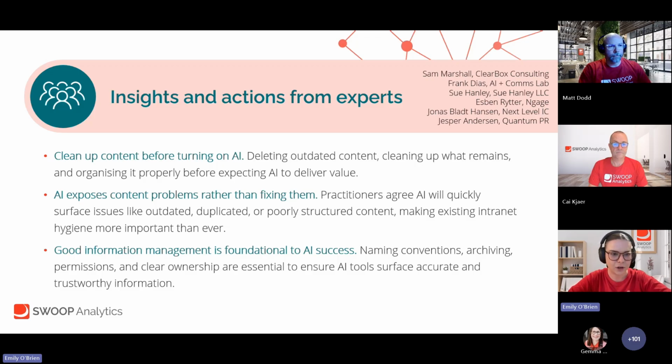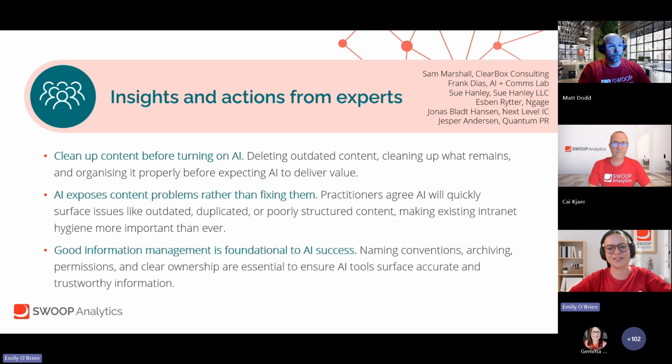And it also reinforces some of those longer standing intranet principles that I think were mainly highlighted by the likes of Sam and Sue in those expert insights. So strong content foundations should come before new technology. The practitioners also agree that AI quickly surfaces existing content issues rather than solving them. So outdated, duplicated, poorly structured content becomes much more visible once AI starts generating answers. It acts as a bit more of a spotlight, leaning into highlighting those weaknesses. So it makes that intranet hygiene all the more important, especially as we are experimenting more with chatbots, Copilot, etc.